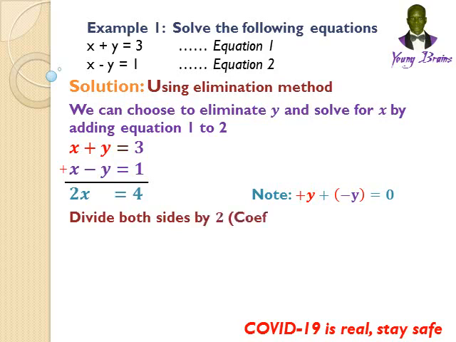So for us to have our x, we need to divide by 2, which is the coefficient of x. So we have 2x divided by 2 equals 4 divided by 2. When we divide, we will get x equals 2. So the value of our variable x equals 2. To solve for y, we can use any of the two equations above.